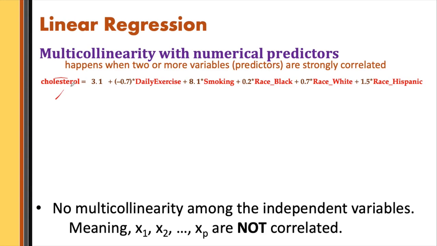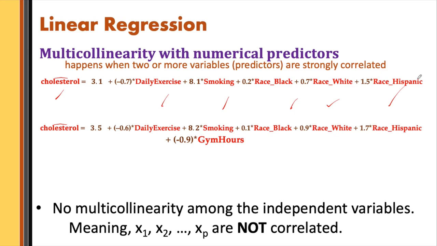Suppose you have the data cholesterol, daily exercise, smoking, race. Then let's say you add number of gym hours, or the number of hours in a gym. What's the tendency now? The number of hours of daily exercise would be dependent on the number of hours in the gym, because counting the number of hours in a gym would also be included in the number of hours in daily exercise. In other words, these two are strongly correlated. Because again, when this one increases, this would also increase. We are sure about that.